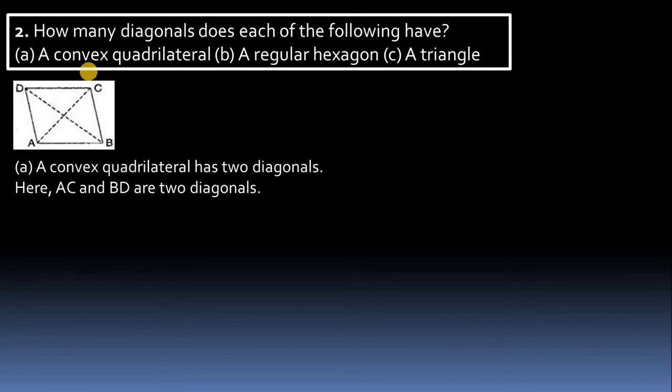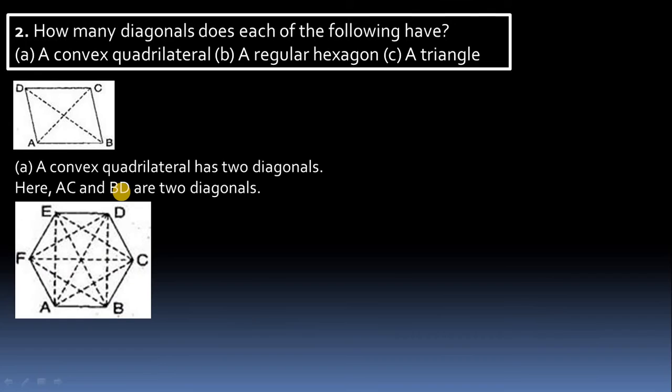Any quadrilateral, whether it is a rectangle or square, has just 2 diagonals, like AC and BD according to this diagram. Next one is a regular hexagon, meaning the hexagon has 6 sides. It is regular because its angles and sides are the same.